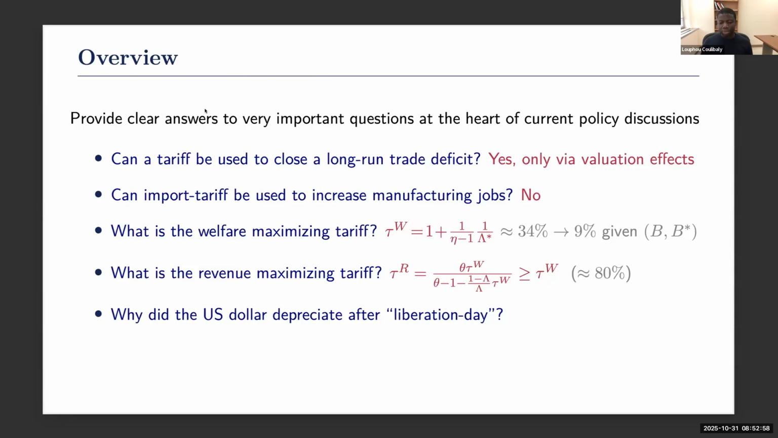And why did the US dollar depreciate after Liberation Day? The only explanation in the paper, which I strongly believe in, is that there was a reduction in the convenience yield on US assets. And if you look at the data, as I showed last week during my discussion, you can see that there was a 30 basis point decline in the convenience yield on US assets. So this is very clean.